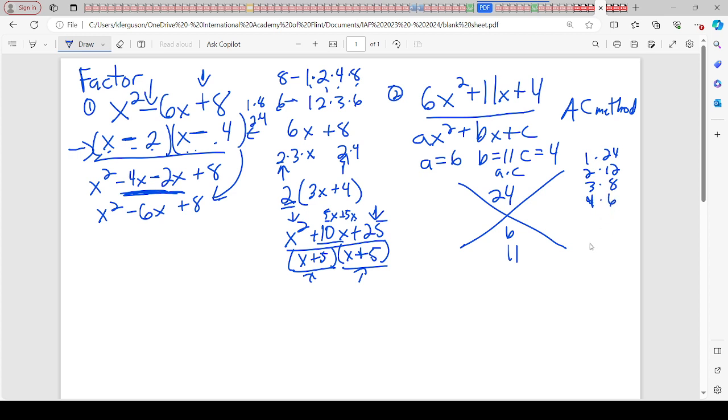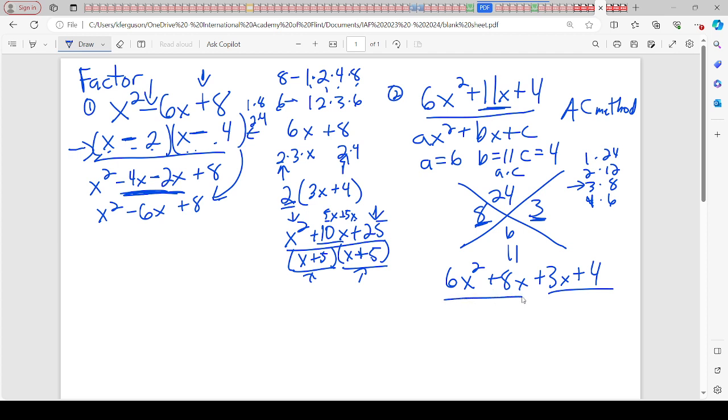Those are my factors of 24. Well, 3 times 8 add together to give me 11. So I'm going to put an 8 right here and a 3 right here. Honestly, it doesn't matter which side you put them on. So now I'm going to rewrite my equation, but replacing the 11x with 8x plus 3x. So 6x squared plus 8x plus 3x plus 4.